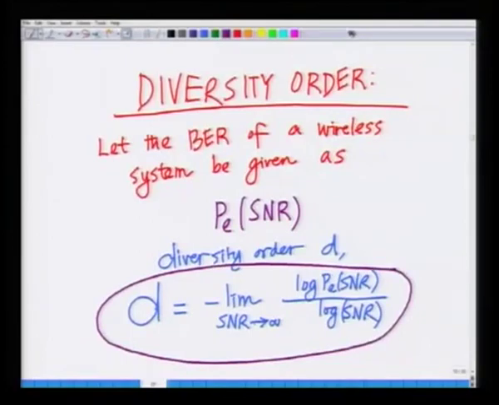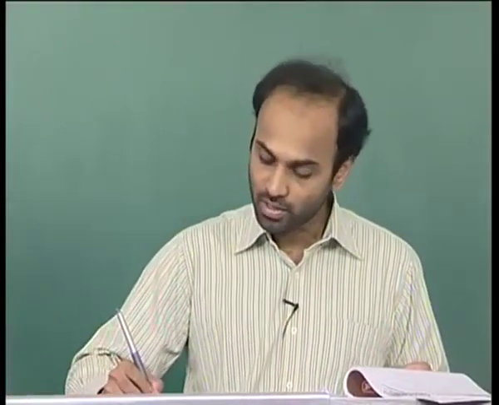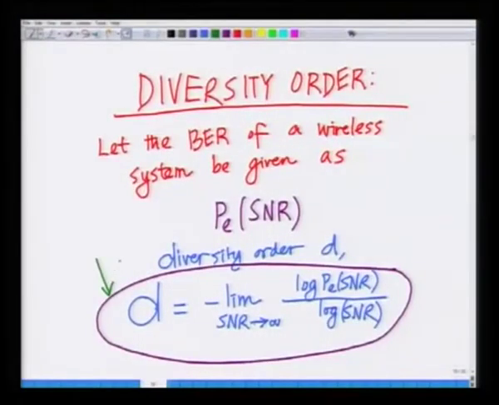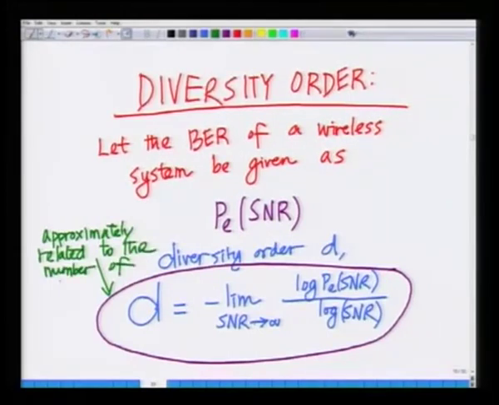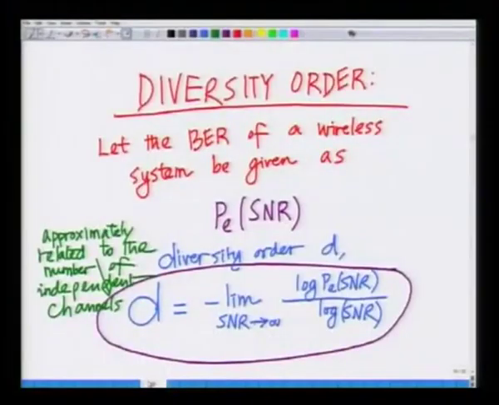It is a slightly complicated expression, but do not be distracted by this. We will see this is a very intuitive definition, and let me give you a first intuitive reason. This is approximately related to the number of independent channels. So, this definition of diversity order gives me approximately, if I know the bit error rate function as a function of SNR, the approximate number of independent channels in the system, or it also tells me at what rate the bit error rate is decreasing with respect to SNR. Let's look at some simple examples to clarify this even further.